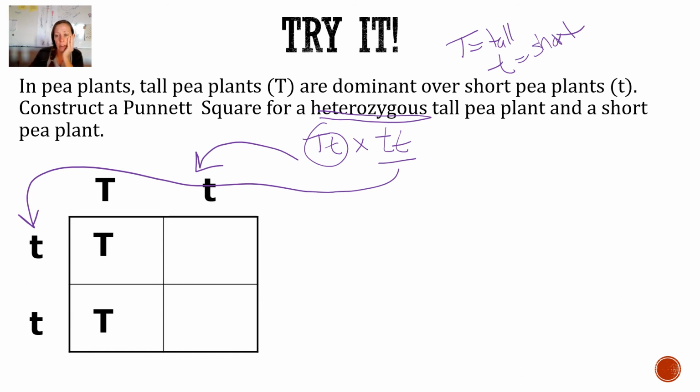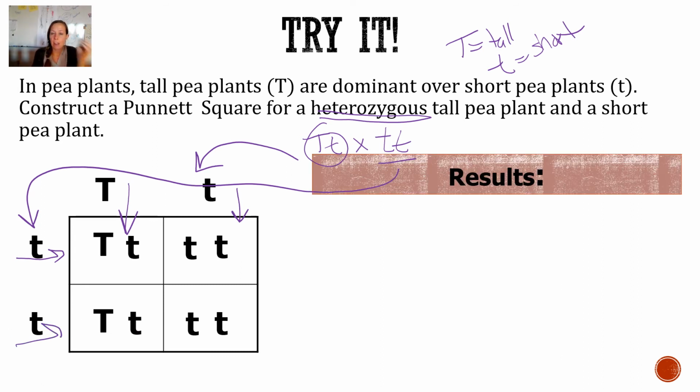Better. All right, so top letter goes down. This one goes down into each block. This one goes down into each block. Those ones fly over. This one goes over. This one goes over. And make sure you put the dominant letter first. That's the way it works, right? And then I look at my results.